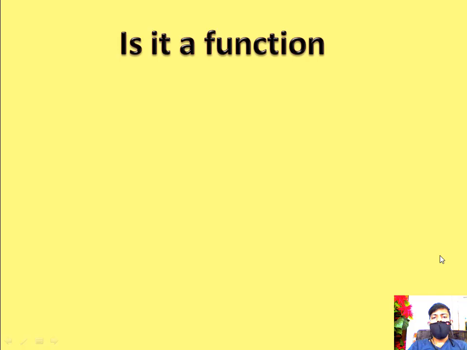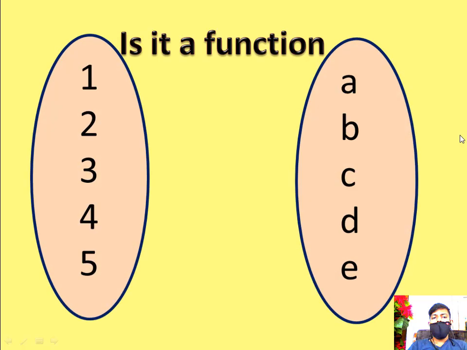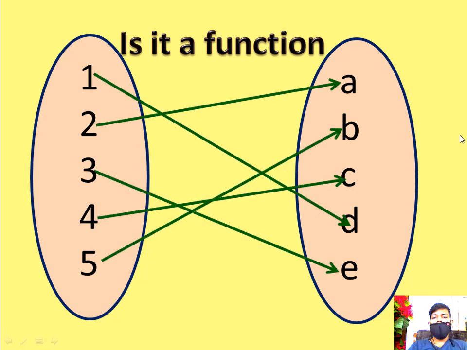Let us look at one more example. A has the elements 1, 2, 3, 4, 5. B has the elements a, b, c, d, e, and the map 1 maps to d, 2 maps to a, 3 maps to e, 4 maps to c, 5 maps to b. Here you can see that every element of A has a unique element in B. Therefore, it is an example of function.